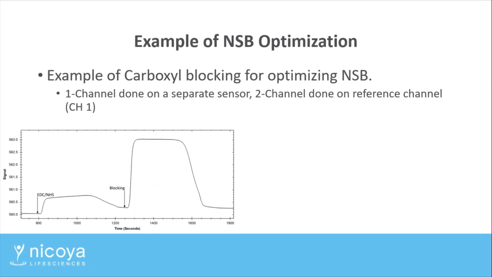What we have here is just an example of how to block a carboxyl sensor surface. As I mentioned, you're going to start by activating the surface with EDC NHS, and then you're going to skip the ligand immobilization step and inject just your blocking solution to block the sensor surface. For a one-channel system, this is done on a separate sensor, whereas for a two-channel system, this is done in the reference channel.